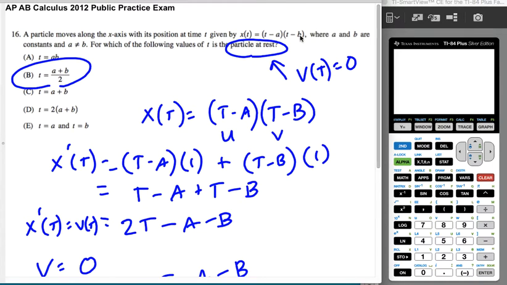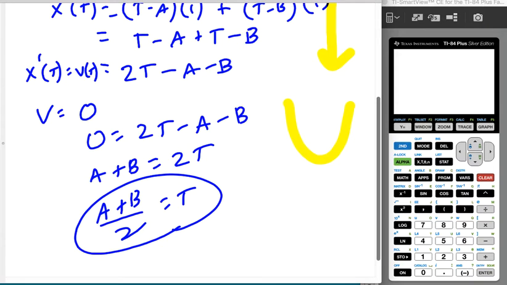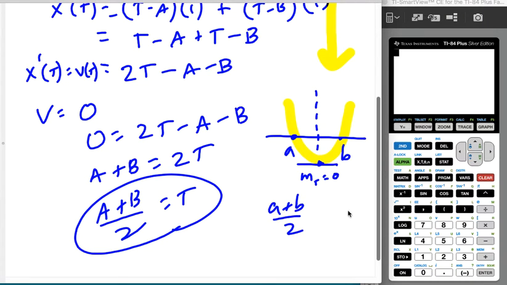There is another way to do this. The other way is to realize that this thing right here is a parabola. So here's the other option. This is a parabola like this, right? Specifically, it's a parabola that has its zeros at a and b. That means the slope of the tangent line is 0 halfway between them, right? So a plus b over 2 is that midpoint value. That's where you're going to have that tangent line. And that's another way to do it.